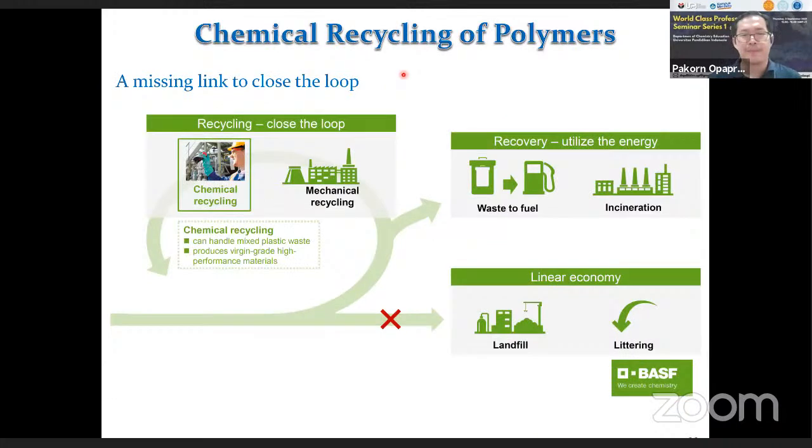So we know that if we have plastic products and we do mechanical recycling, the property is not good and the value is lower. So what else can we do? These are slides that come from BASF. We can convert the plastic into fuel, or we can burn them to get energy. But the value of that is still not so high.